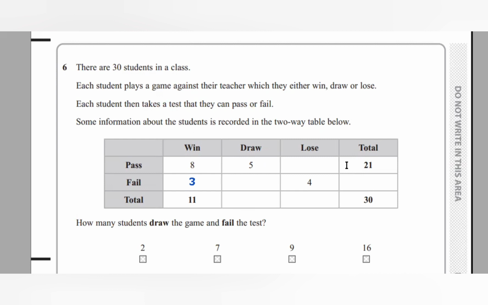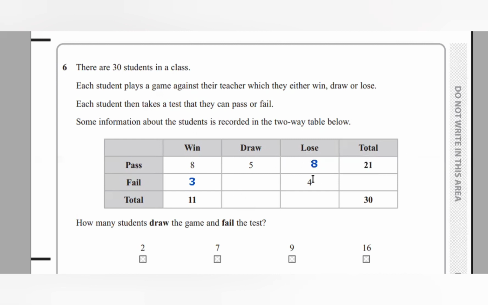You can say 8 plus 5 is what? 8 plus 5 is 13. What do we add to 13 to get 21? Very good, it's 8. Or we can say 21 minus 13. Very good. So this one is 8. Good job. Now we're going to complete the rest.